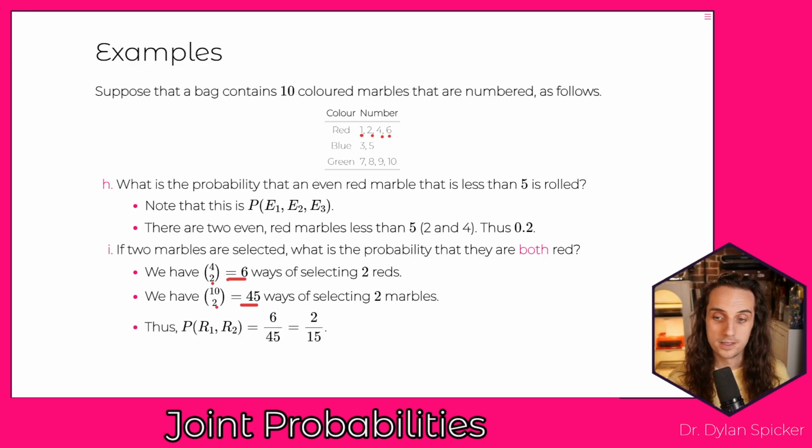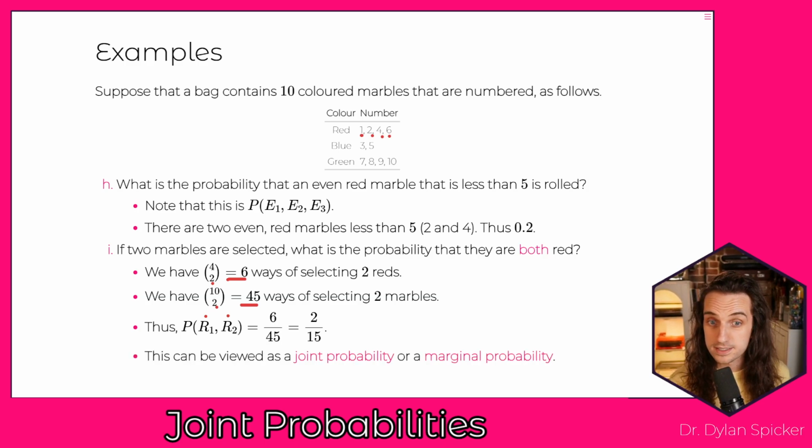And thus, the probability that the first one is red and the second one is red is going to be 6 out of 45, which is the same thing as 2 out of 15. We could think about this as a joint probability of the first one being red and the second one being red, or we could think about this as a marginal probability where we're drawing 2 and thinking about the event as being sort of paired observations here. Either way, it's going to lead us to the same answer.